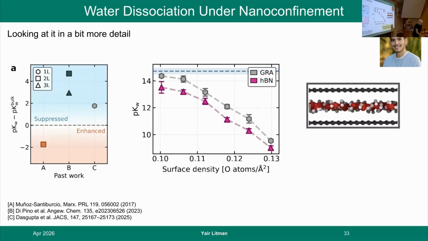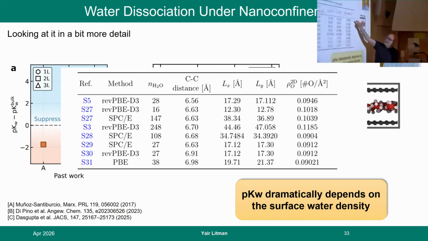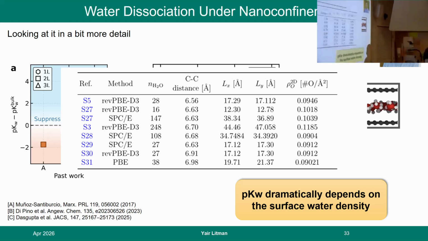So basically, we did our homework. Sorry, before I go on, if you go in the literature, these are the density profiles, the surface densities they use, and you see that it goes from 0.09 to 0.11. So people were not really taking care of this appropriately.